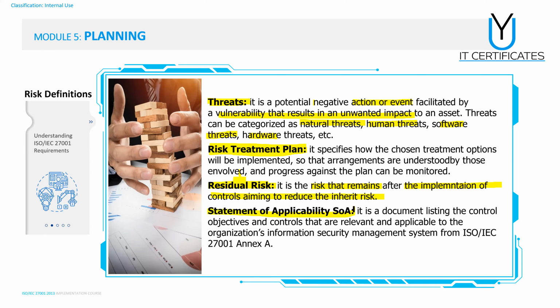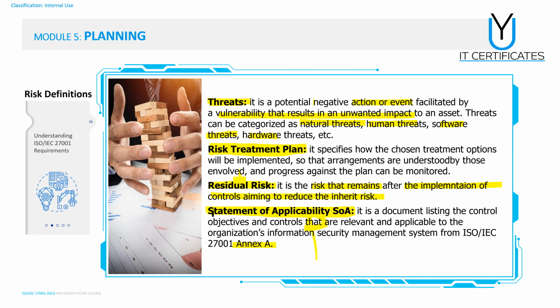Statement of applicability for the SOA. You remember when we said that we have the Annex A, and Annex A has 114 controls. We said that according to the needs of the organization, you may need to choose all the controls or choose part of the controls and drop others.